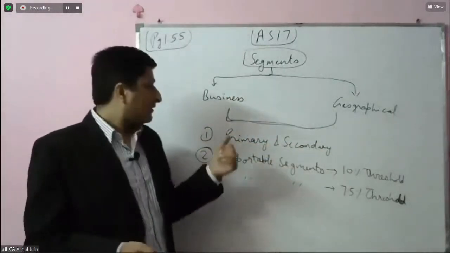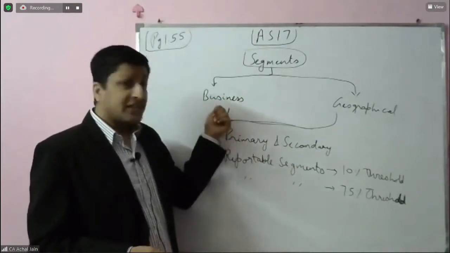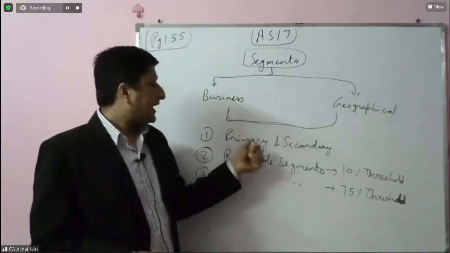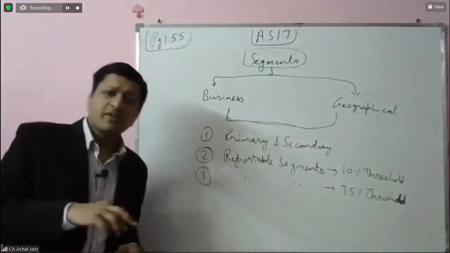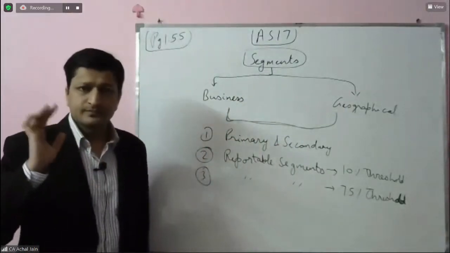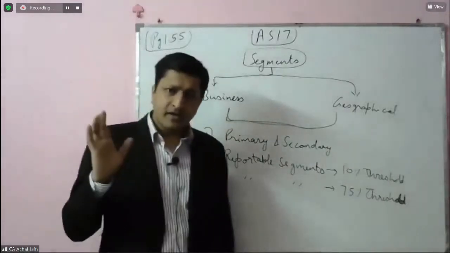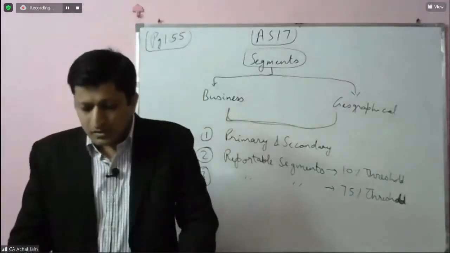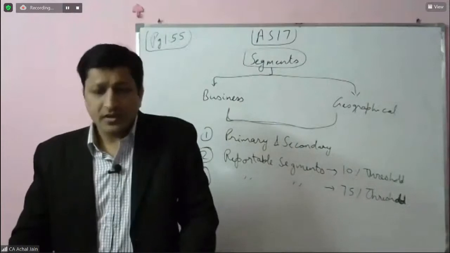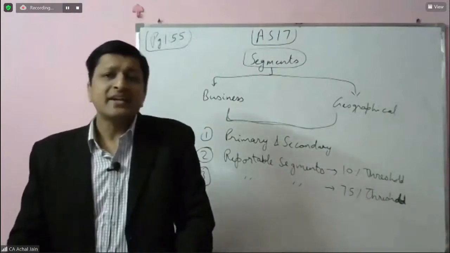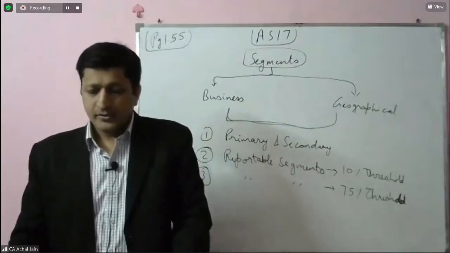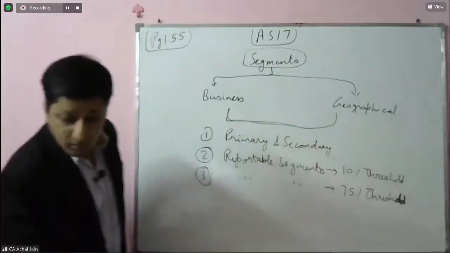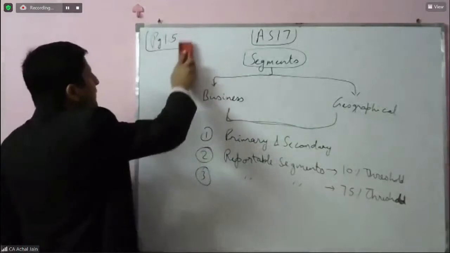And for the primary, you can have either business or geographical, and for the secondary, again, you can have either business or geographical. So whichever way you want to put it down, you can put it down. Clear? Clear on this? So now, moving on to disclosure requirements. There are many disclosures which are required for primary. So let's move on to these disclosures on the study material, page number 1.57.